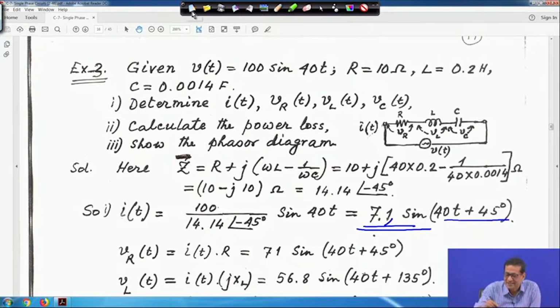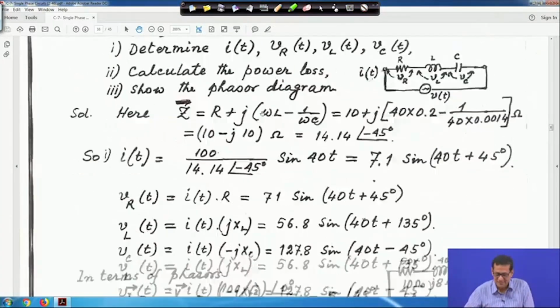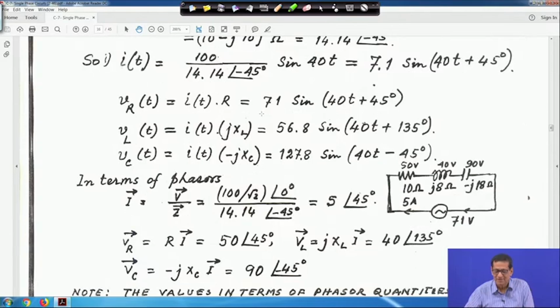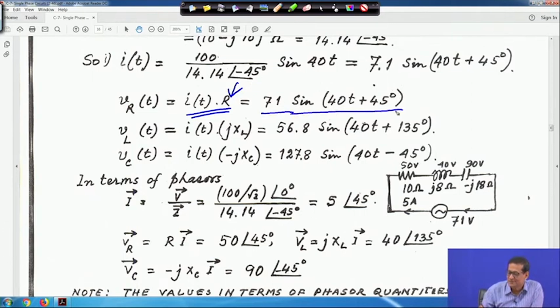The next is VRT and VLT and VCT. So, VRT is IT into R. That means R is equal to 10 ohm. So, it was 7.1 I took, so it is 71 sin 40t. Actually, it should have been 70.7 because 7.07.